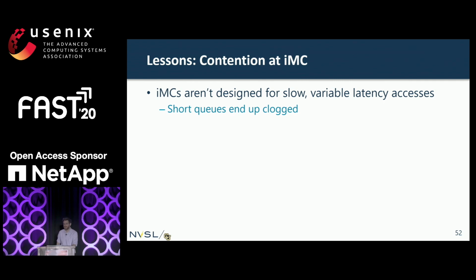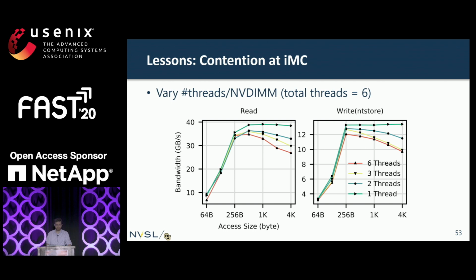Perhaps less obvious is that we can end up with contention at the integrated memory controller. The integrated memory controller is not generally designed for slow, variable latency accesses, which is what Optane is. And so the short queues on the integrated memory controller can end up clogged through effectively head-of-line blocking. Here's an experiment in which we varied the number of threads per non-volatile DIMM. We either have 6 threads and each thread is accessing a single NVDIMM, or we have 6 threads and they're all accessing random DIMMs at once.